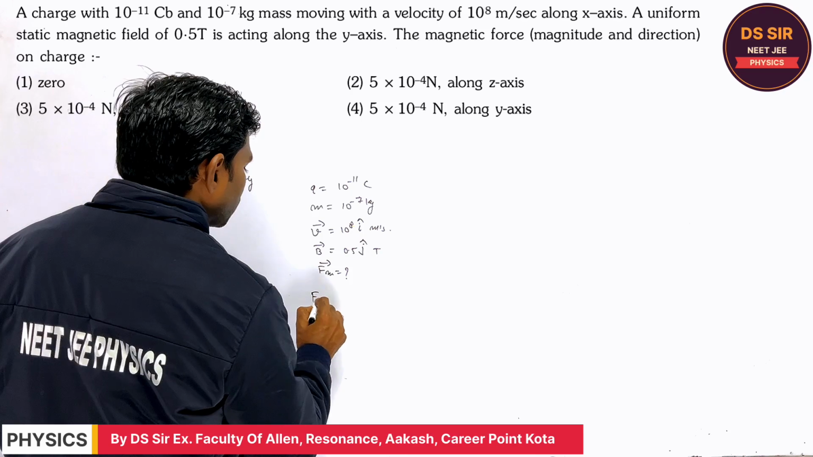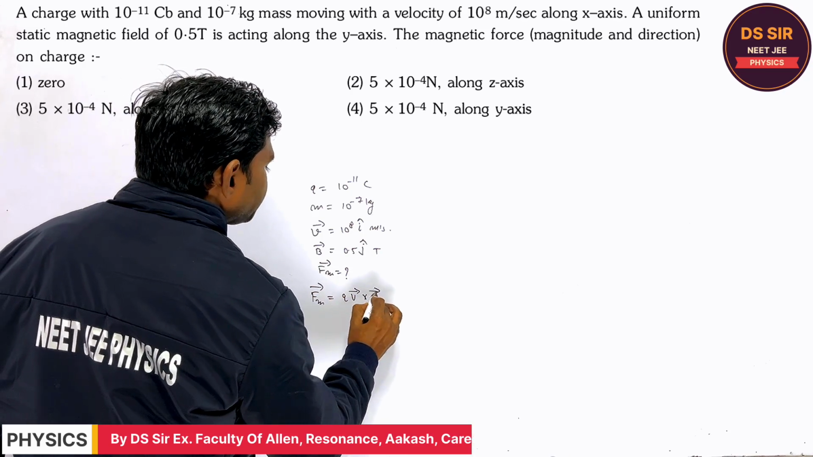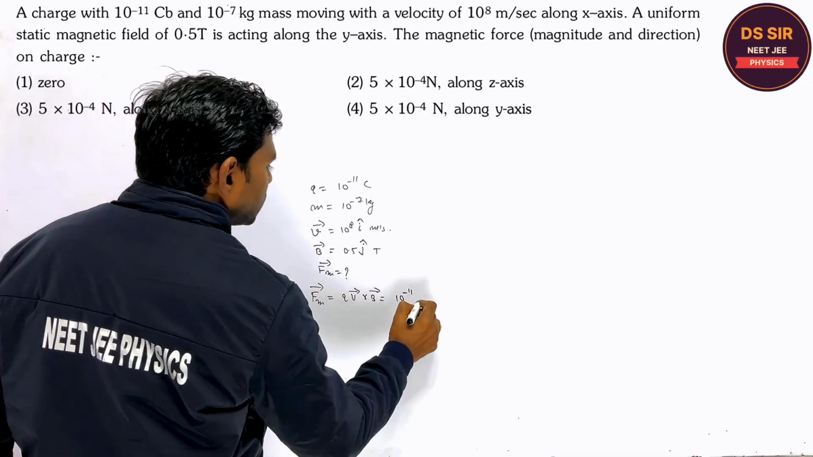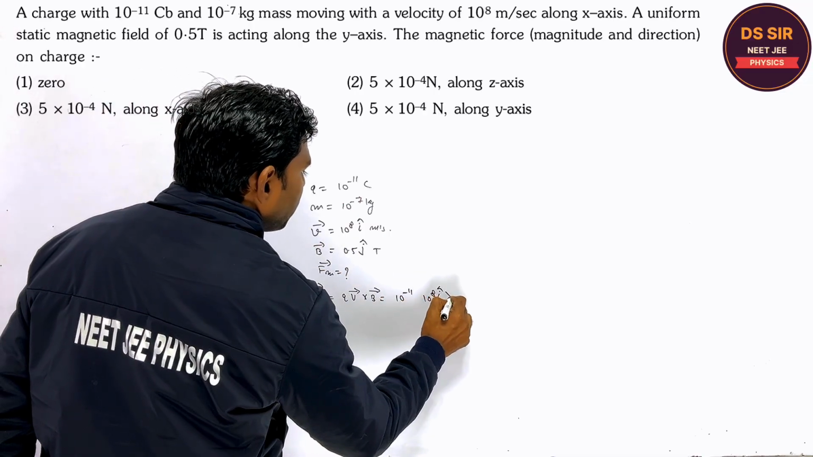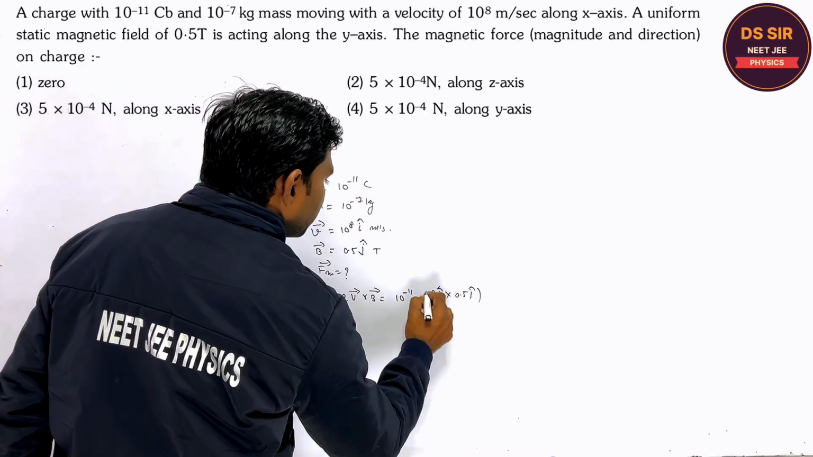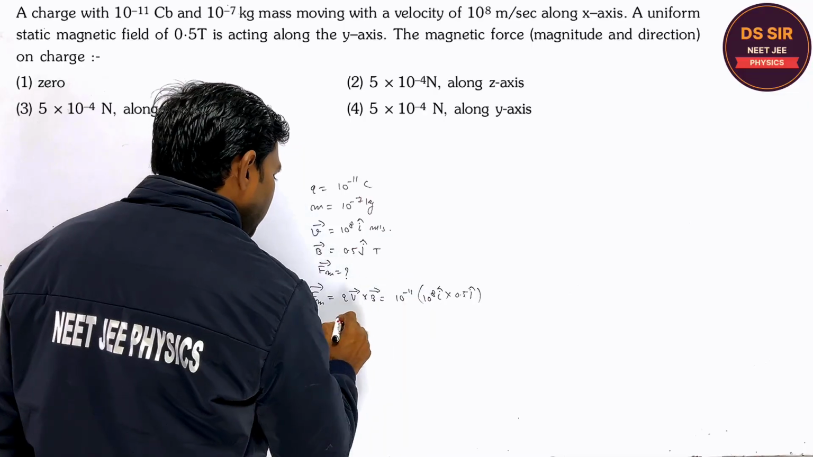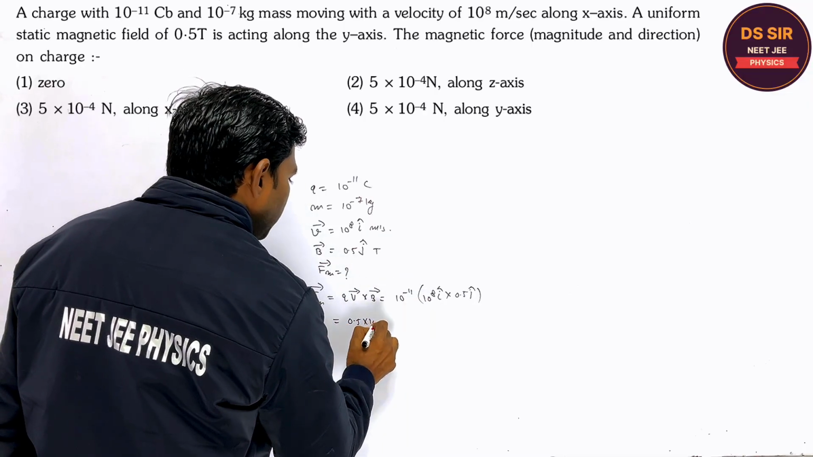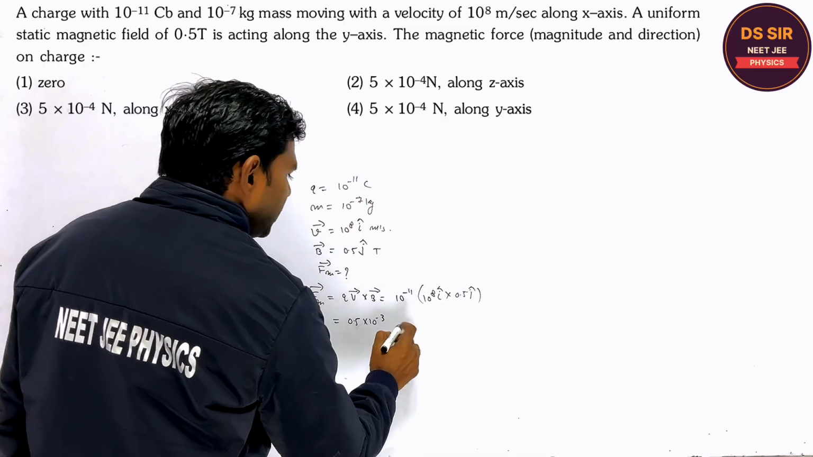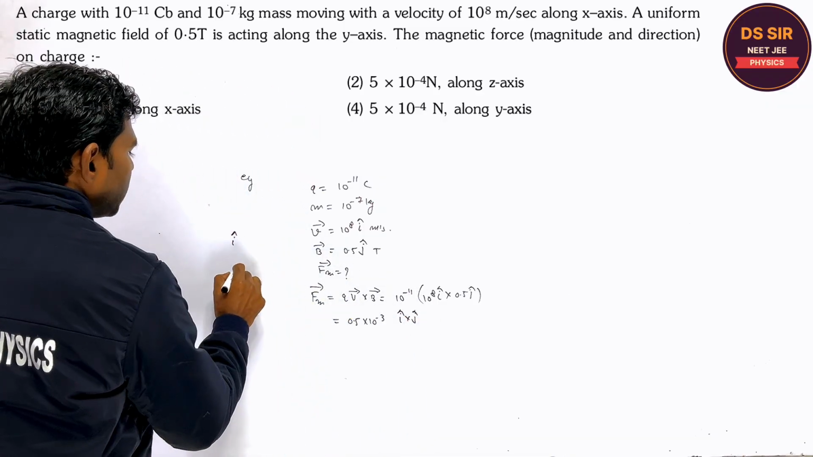What is the magnetic force? Say it is q v cross B. All right. The q is 10^-11. The velocity vector is 10^8 i cap cross 0.5 j cap. Is it clear or not? So when you simplify, it is 0.5 × 10^-3 into i cross j. What is i cross j?